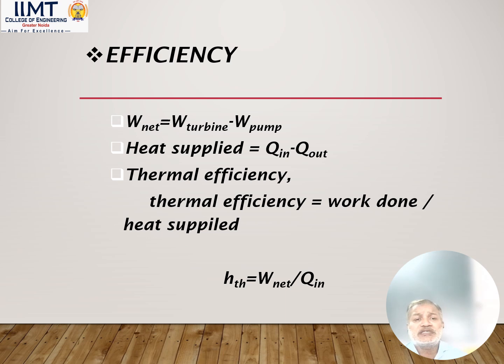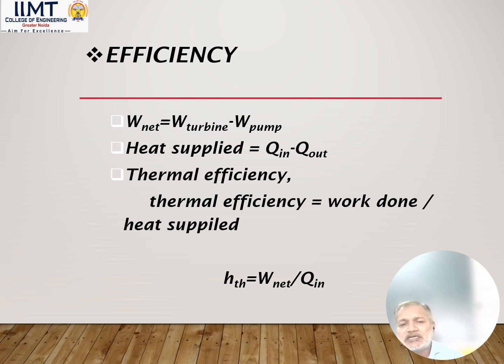Here output is the work developed. So how much work is developed? Work is developed in the turbine, that is positive work, and in the compressor or pump we have to supply some work. So the net work is the turbine work minus pump work, that is W net, upon the heat supplied, that is heat input. In that way you will find the efficiency, the thermal efficiency of the power plant, that is W net upon Q.